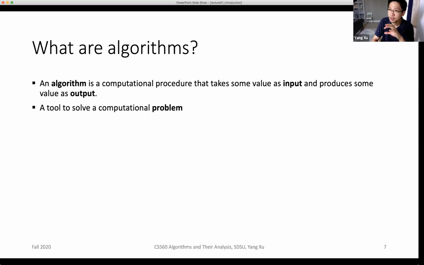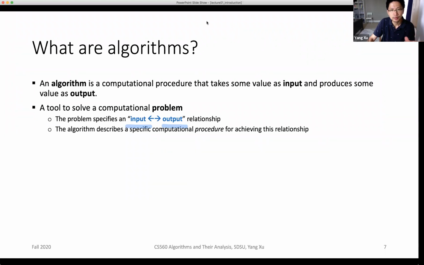So the names of, I would say, the graph algorithms, right? When we talk about graph algorithms, it is defined by the realm of the problem. We're solving graph problems, and that's why we will have graph algorithms. And the problem defines an input to output mapping relationship. So input and output is also a very important concept throughout this whole class. And as I said in the first sentence, the algorithm describes a specific computational procedure to achieve this input to output mapping relationship.